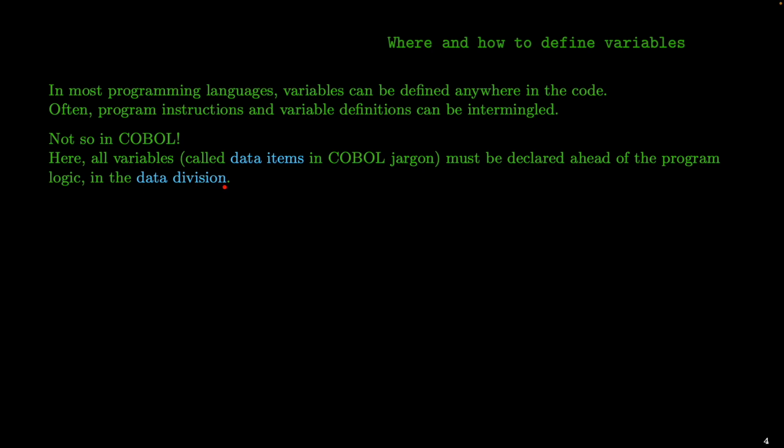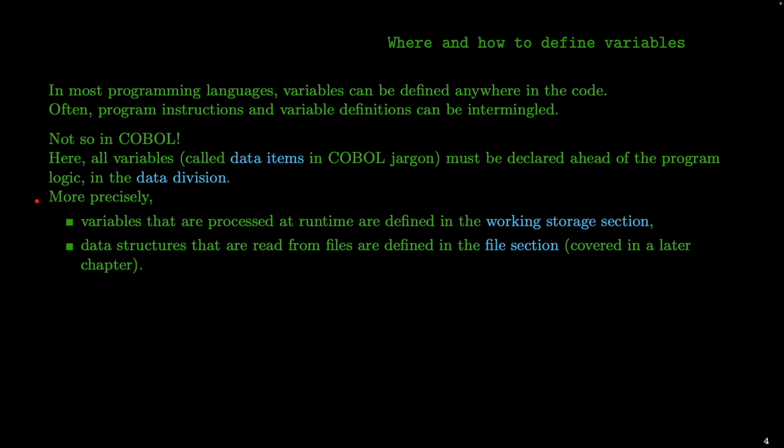And in COBOL jargon, we call variables data items, at least the elementary variables that just consist of a single number or string. And it is a bit unfortunate that COBOL uses its own terminology for practically anything. That sometimes makes it a bit hard to understand what is meant when you read COBOL documentation. But here, data items are used synonymously with elementary variables.